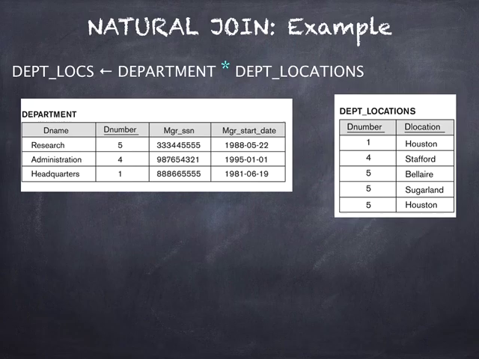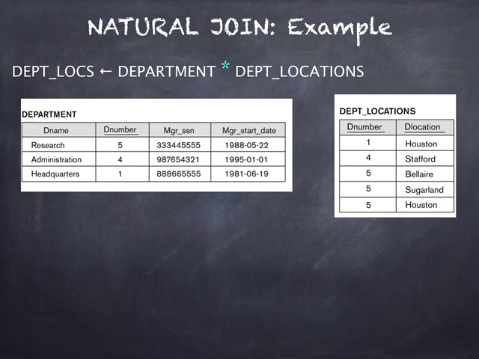Here we are doing a natural join with the department table. As you can see, the department table has a D name, D number, the manager SSN of the department, and the manager start date. And because the schema states that the department has several locations, we have another relation, or another table, for department locations, holding each department number and its location. We want to apply the natural join between the two tables.